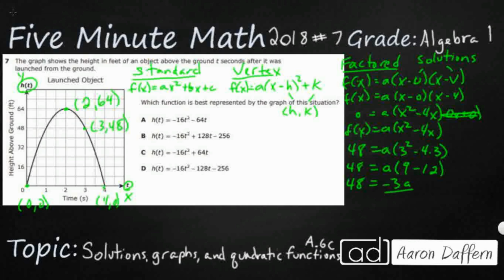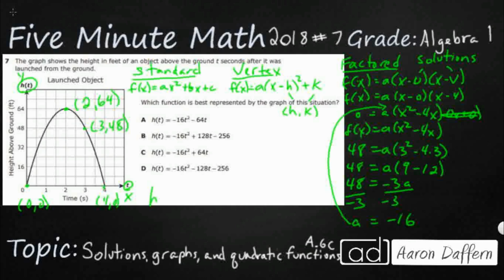All right, so divide both sides by negative 3. What am I going to get? Well, I'm going to get a equals negative 16. And so that negative 16, I can put right back up here, and I can factor that out. So let's see if we can write it correctly here.